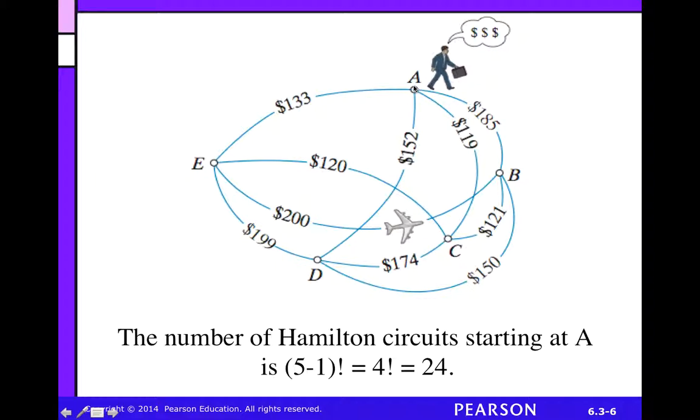If you start listing them, you can go from A to B, B to C, C to D, D to E, E back to A. That's one Hamilton circuit you could walk. Or you could go A to C, C to B, B to D, D to E, back to A. Or you can go A to D, D to C, C to B, B to E, E back to A. There are all sorts of ways you can do this. And now we know that if you were to list them all, you should have 24 when you are done. So again, the number of possible ways that this traveling salesman can walk the kind of route that he wants to walk is 24.